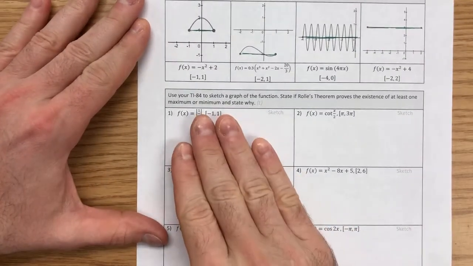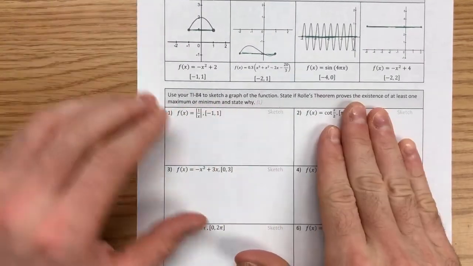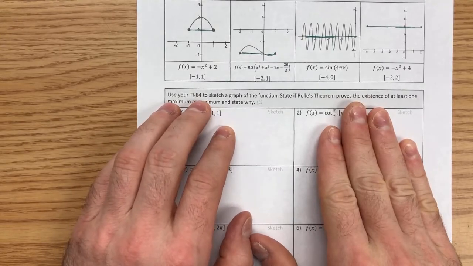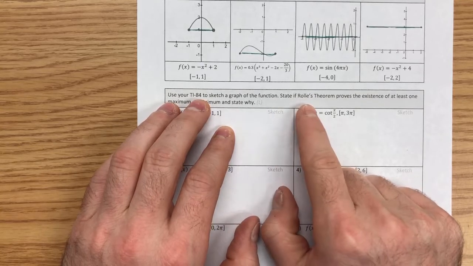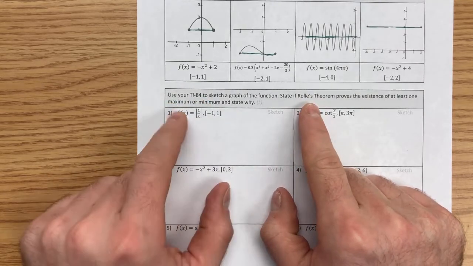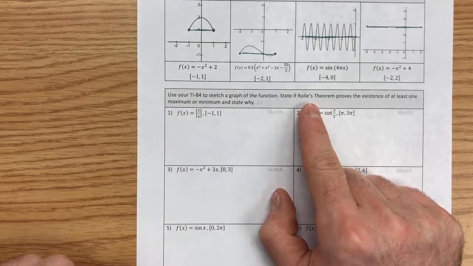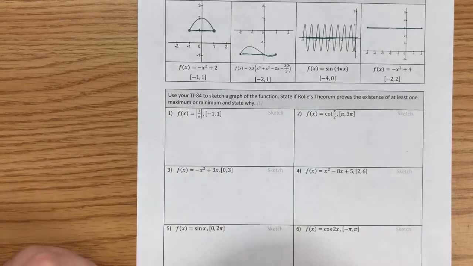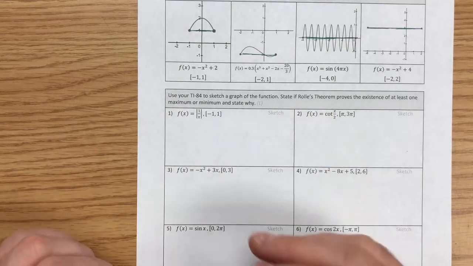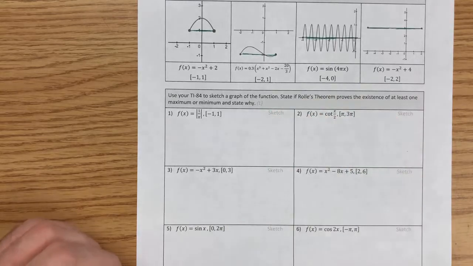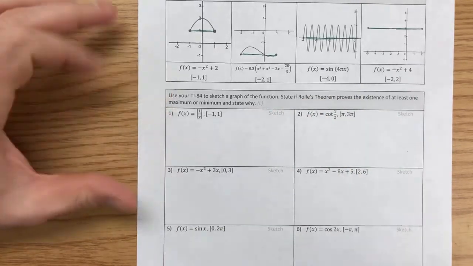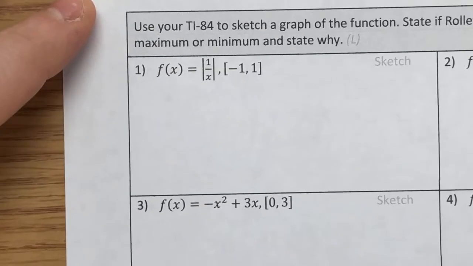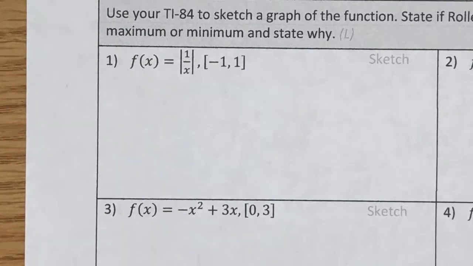Now, before we even begin, let's take a look at what we're going to do. We're going to graph a sketch in our TI-84 right here, and we're going to state if Rolle's theorem can prove the existence of at least one maximum or minimum and state why. So we're not actually proving where the maximum or minimum exists. We're going to prove if it can be stated. So let's go ahead and officially start on number 1.